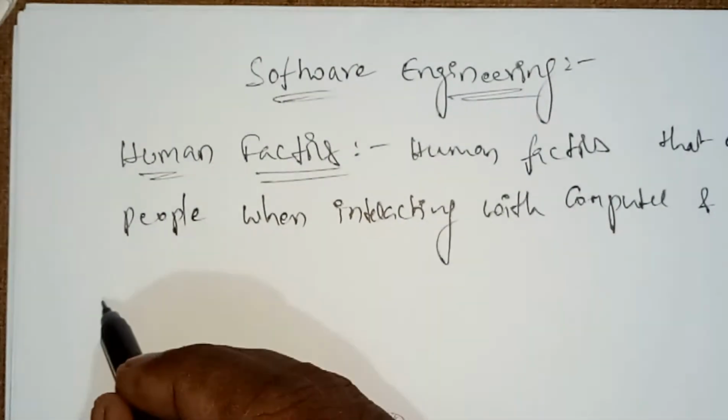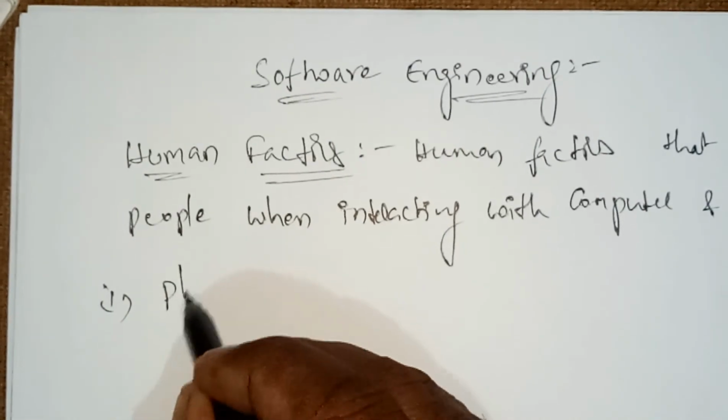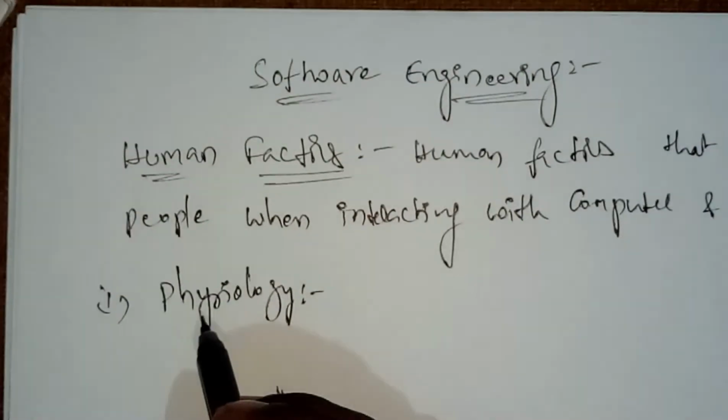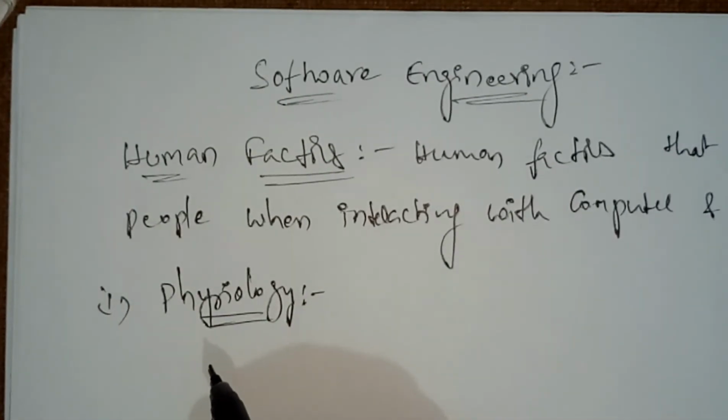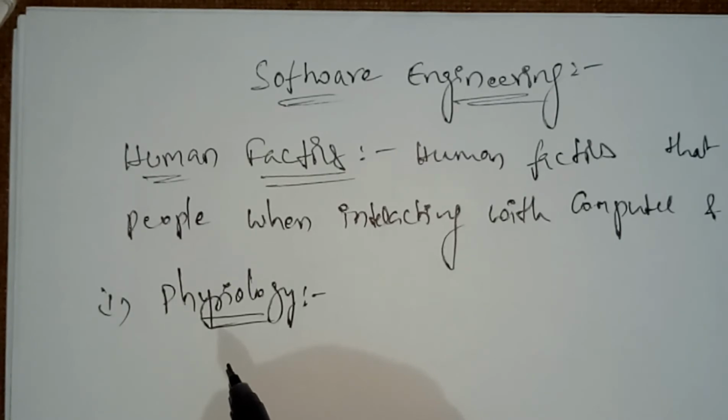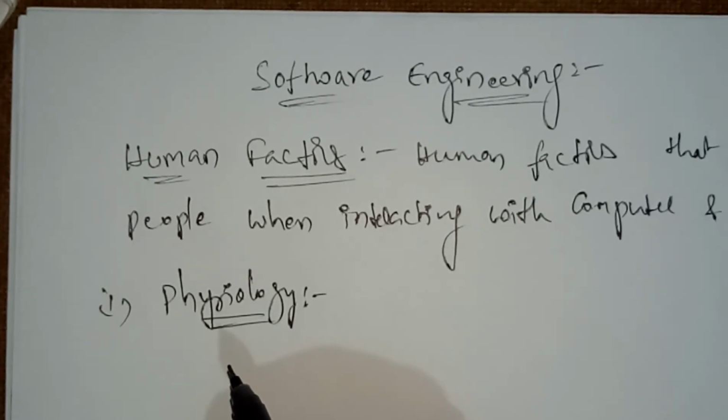Okay, first of all we'll see what is physiology. How does physiology often affect the design of devices? Human physiology often affects the design of devices by applying constraints.